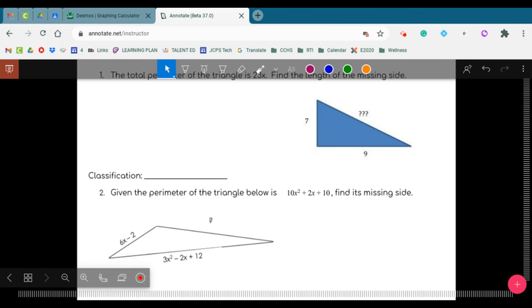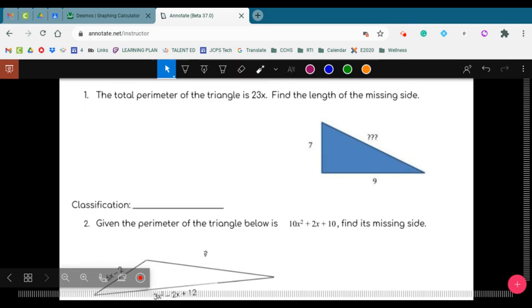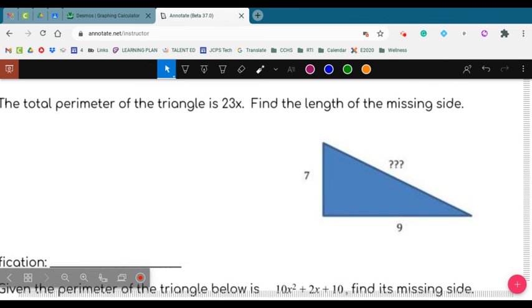Going to the back page. This first one says the total perimeter of the triangle is 23x. Find the missing side.